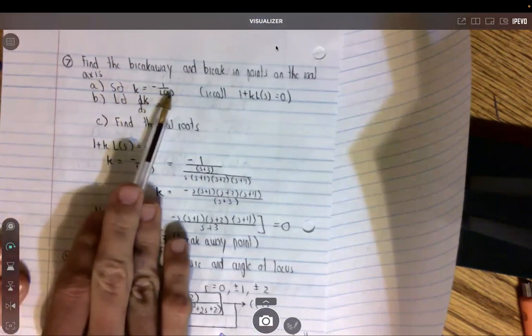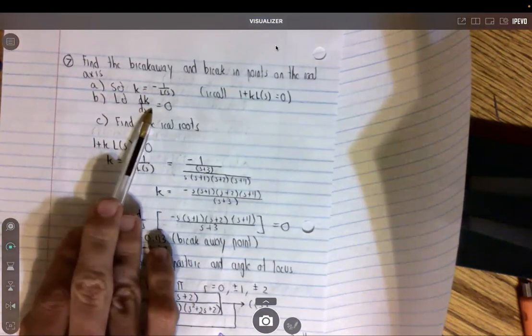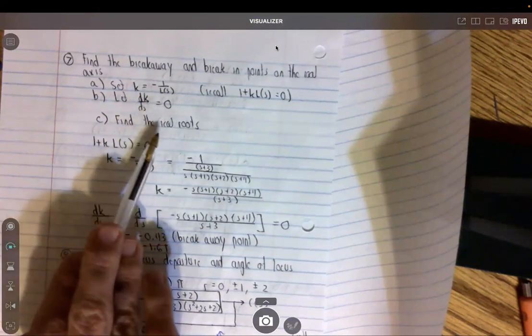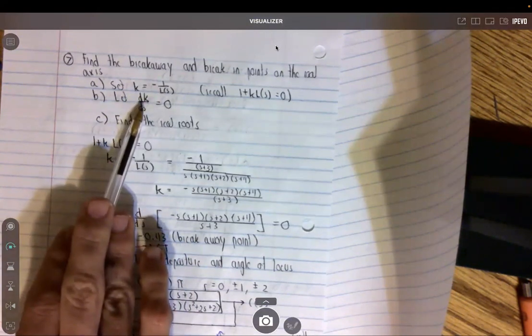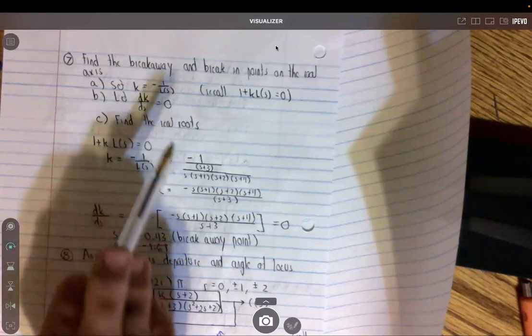After you get the j omega crossing point, to find your break-in and breakaway points, you're going to set k equal to -1 over L of s. You find the derivative of your k, and then once you get your derivative, you set it equal to 0 to get your real roots.